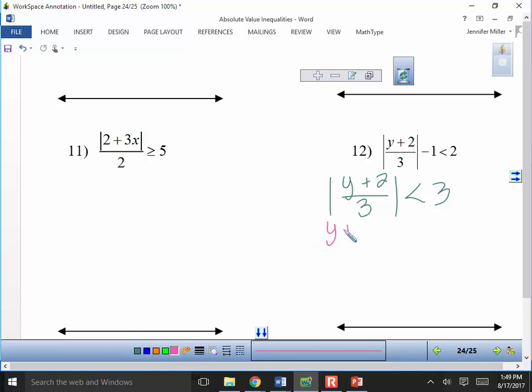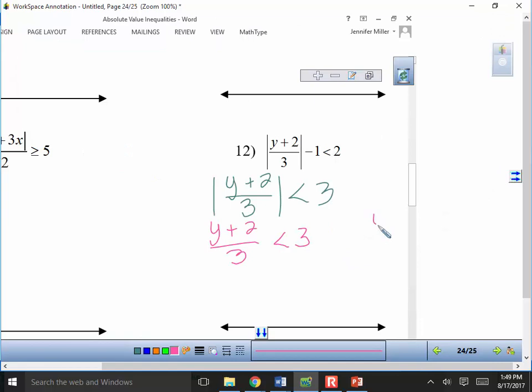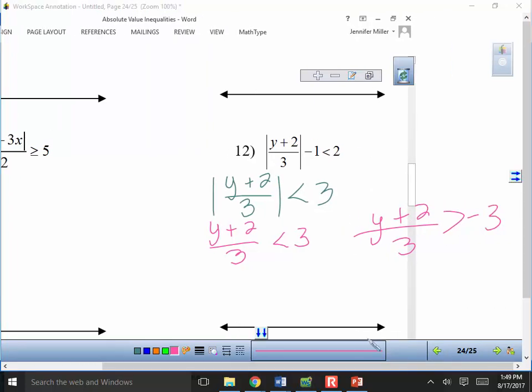Yes. So y plus 2 divided by 3 is less than 3. And the other one would be y plus 2 divided by 3 is greater than negative 3. Is that cool with y'all? And then you would just solve from there. Multiply by 3 and then subtract the 2 and graph it. Are we good with that? On number 11, you'd have to multiply by 2 before you break it up though, right? Yes? Okay. All right, so let's continue.